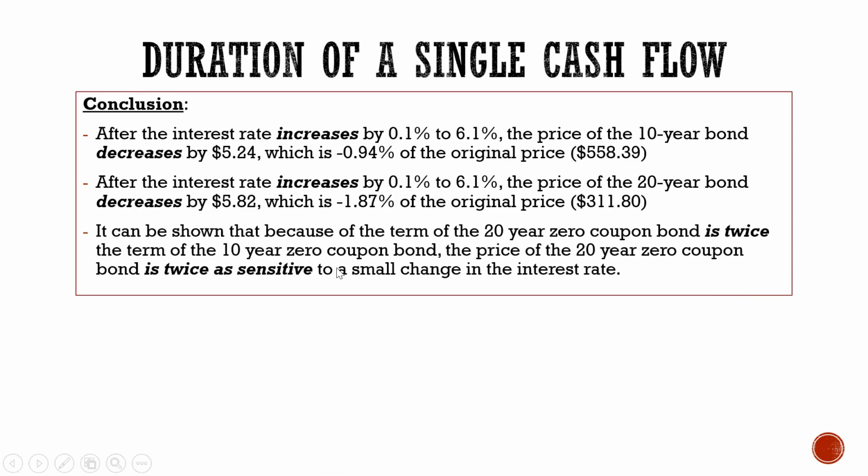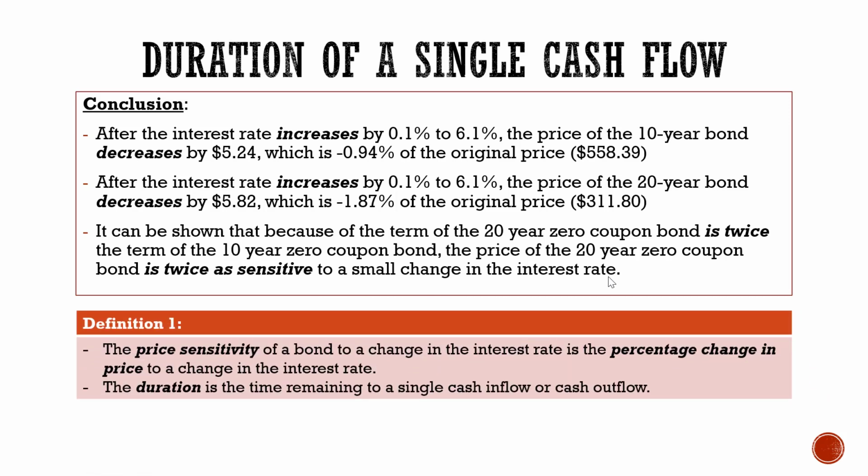So we see that because the term of the 20-year zero coupon bond is twice the term of the 10-year zero coupon bond, the price of the 20-year zero coupon bond is twice as sensitive to a small change in interest rate. And the price sensitivity of a bond to a change in interest rate is just the percentage change in price to a change in interest rate. The duration is the time remaining to a single cash inflow or cash outflow.